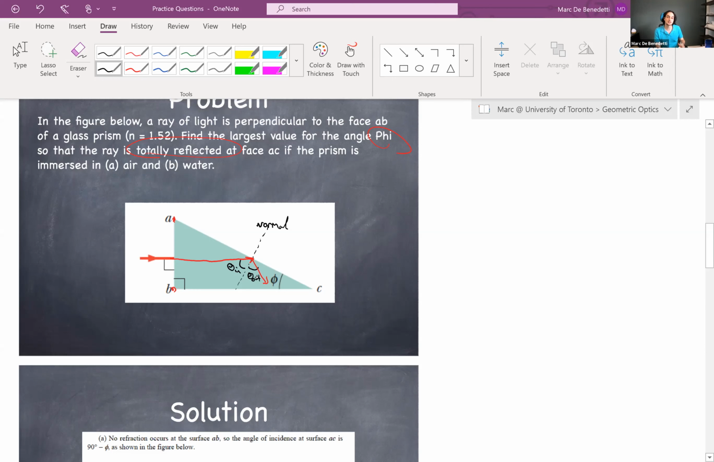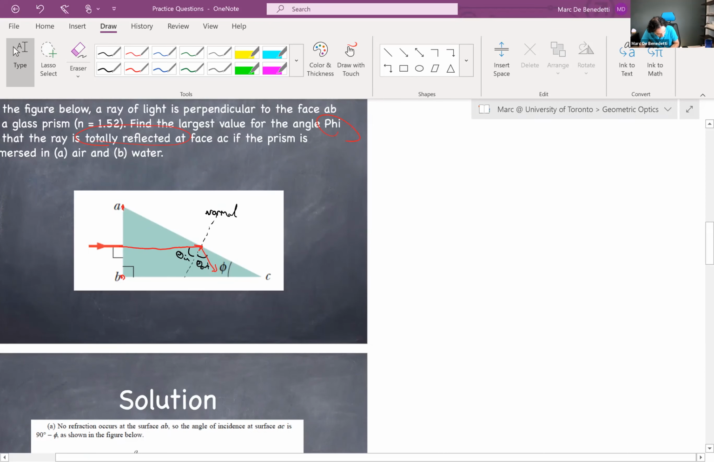And then we need to move to Snell's law to figure out how to move forward from there. Now, they're asking about phi. I've labeled it theta. So what is theta's relationship to phi, or phi's relationship to theta? That's really what we're going to have to figure out here. For now, though, let's solve for theta, and then we can relate theta to phi as we need to.